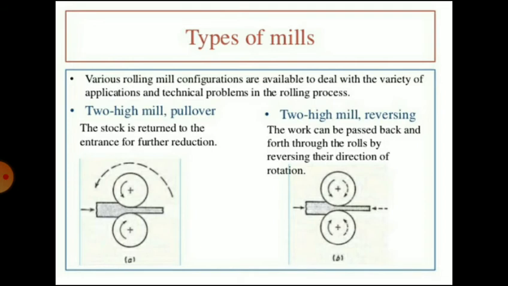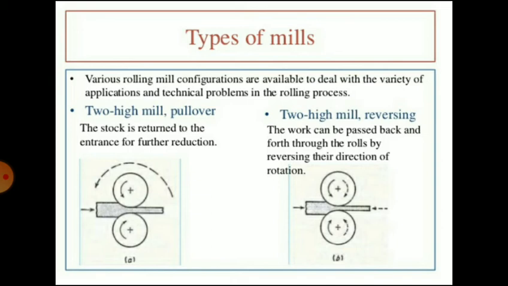Now the types of mills. Mills means the equipment that is used for the rolling process. Various rolling mill configurations are available to deal with the variety of applications and technical problems in the rolling process. First is the two high mill, also called the pullover. It has two rolls having constant direction of rotation, opposite to each other.